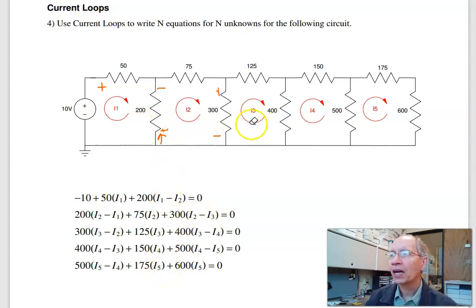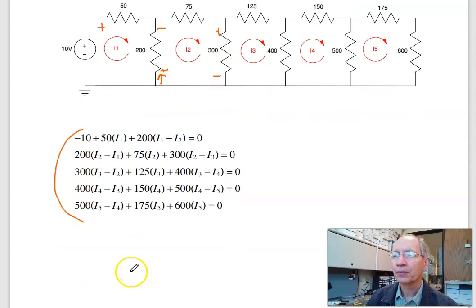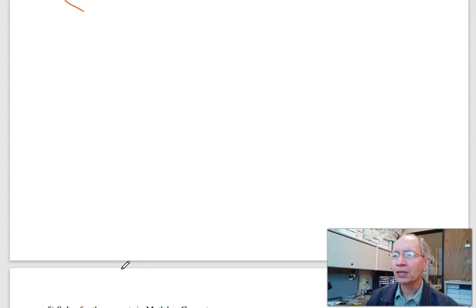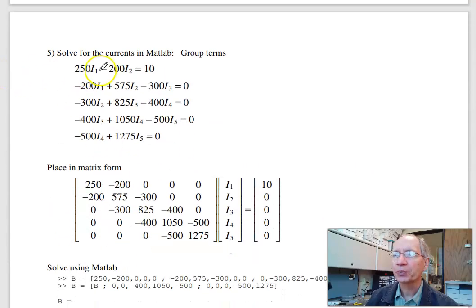When I'm done, I have 5 unknown loops. If I can write 5 equations for 5 unknowns, I can solve. And these are my 5 equations. In Matlab, I can now solve. If I take the equations and group the terms, I can then put that in matrix form.